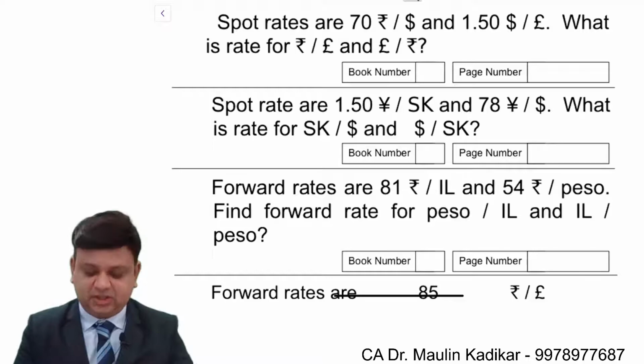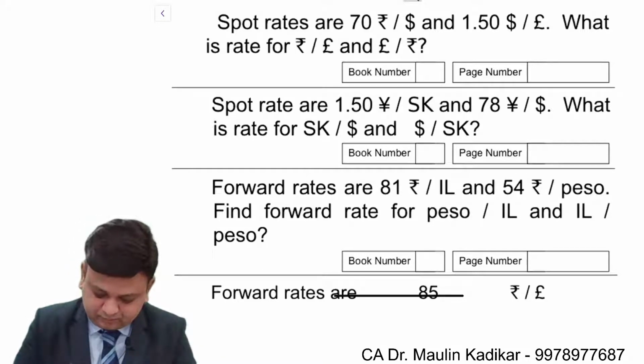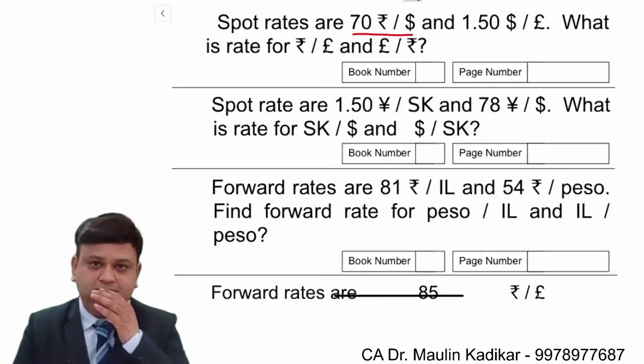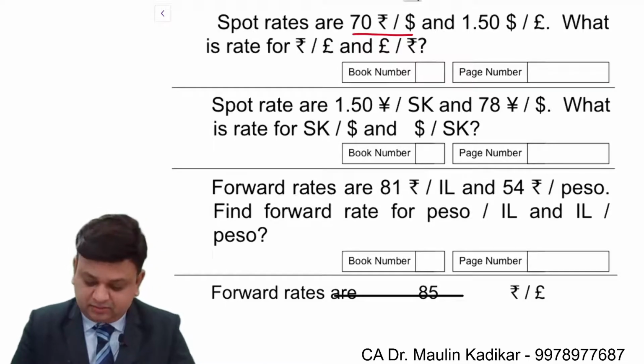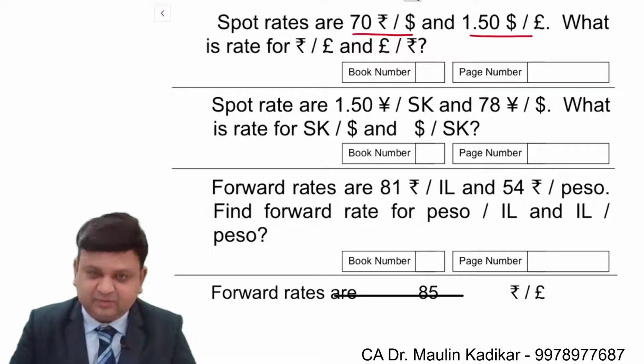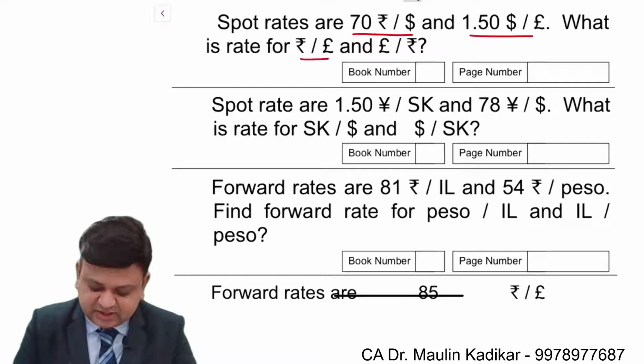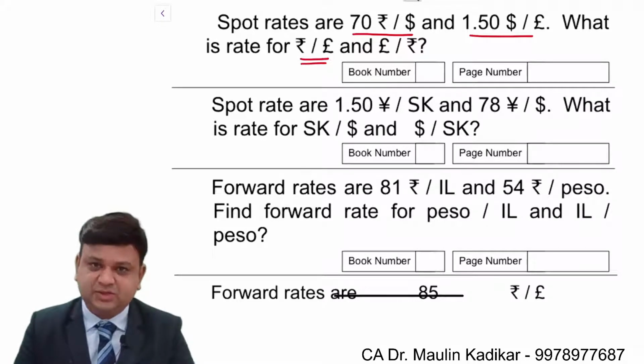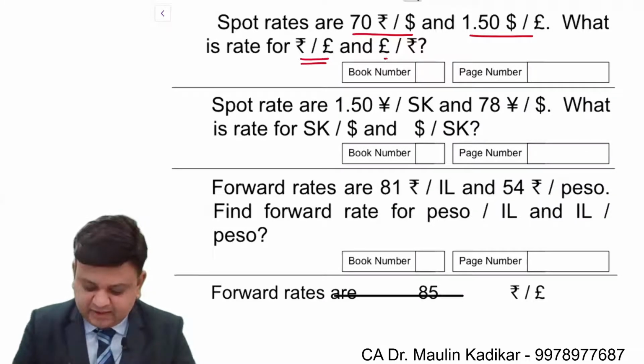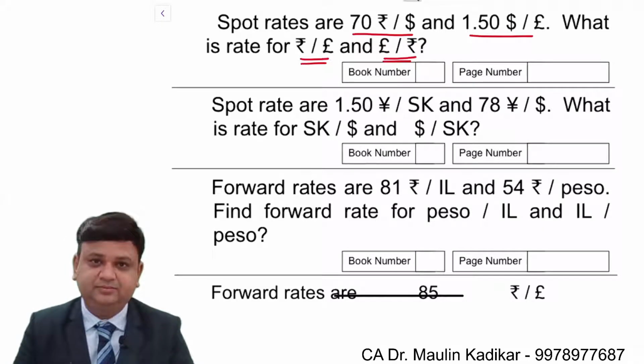Let us see the next question, dear students. It has been given that the spot exchange rate is 70 rupees per dollar and $1.5 per pound. What is the exchange rate for rupees per pound? That is the first question. And pound per rupee is the second question.